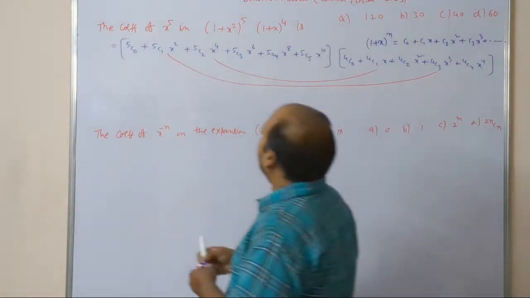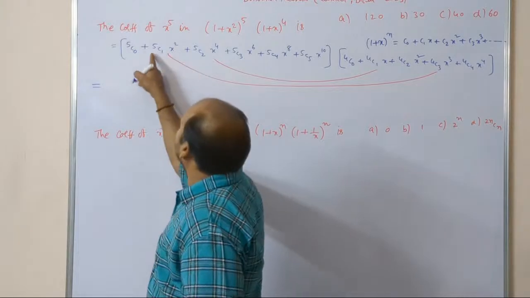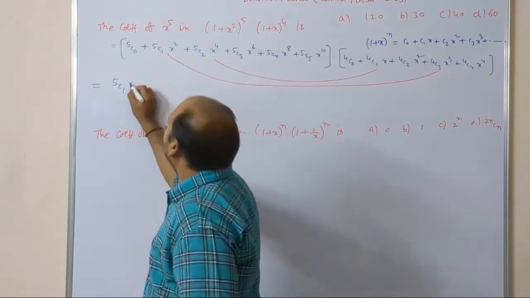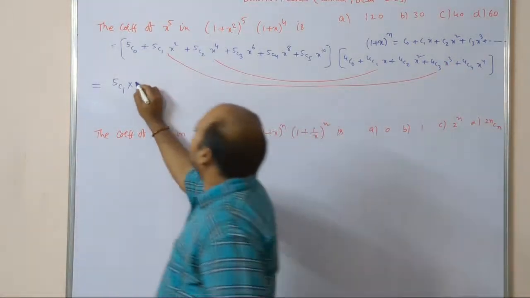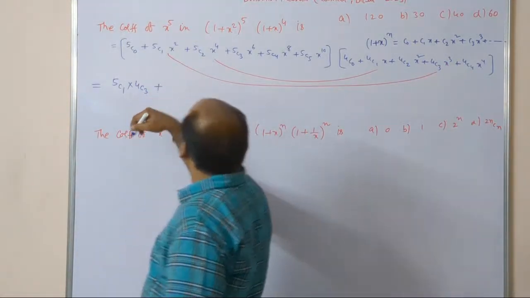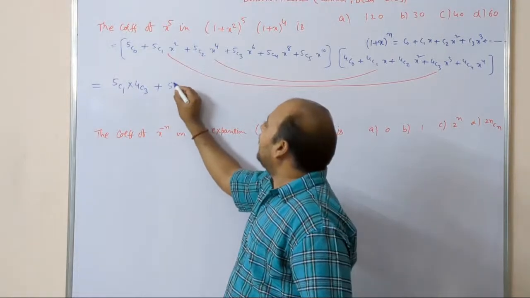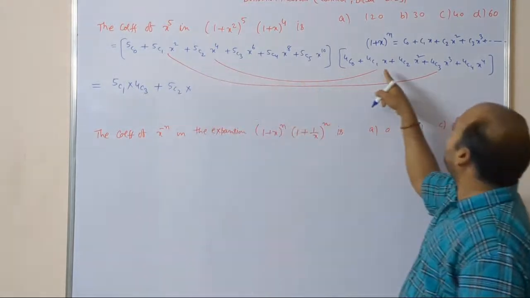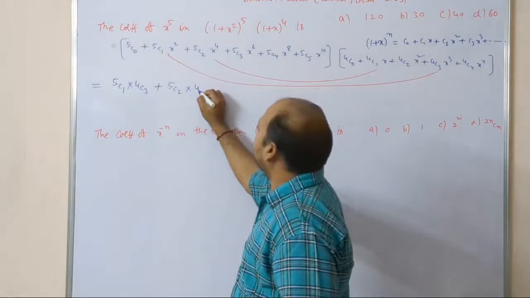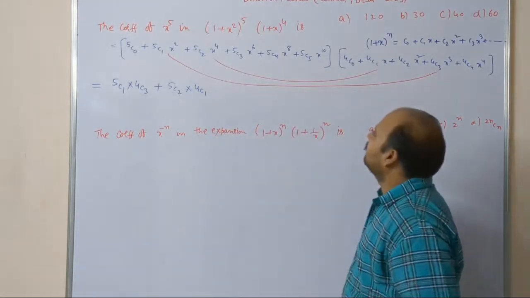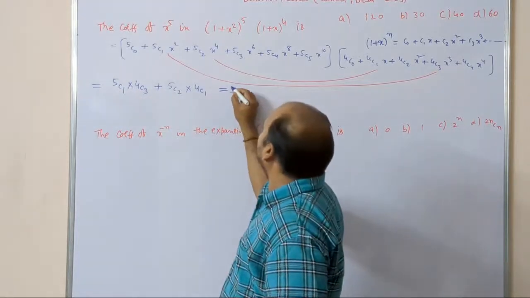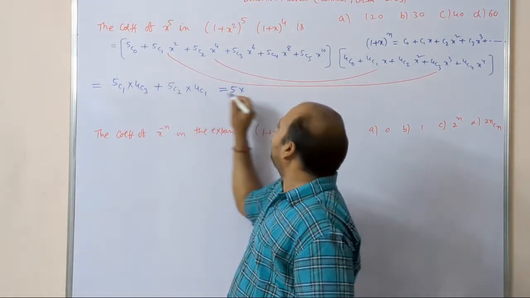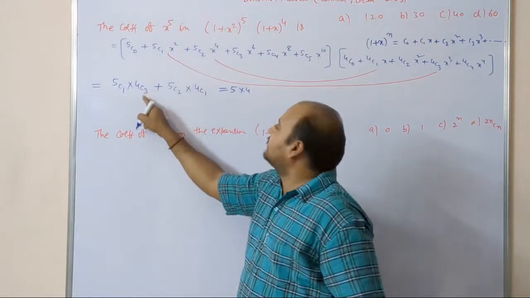So now we can calculate. Here the x square coefficient is 5C1, into the x cube coefficient 4C3. This is one possibility. Plus the x power 4 possibility is 5C2, into x power 1 here, 4C1. I hope you understand. This is the best way to do that. 5C1 is 5. 4C3 means 4. nCr equals nC(n minus r).